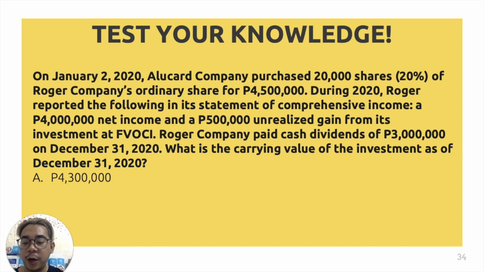A, 4,300,000. B, 4,600,000. C, 4,700,000. Or D, 4,800,000 pesos. So comment your answers down below and explain your process so that I may reply kung naging tama ang process niyo.